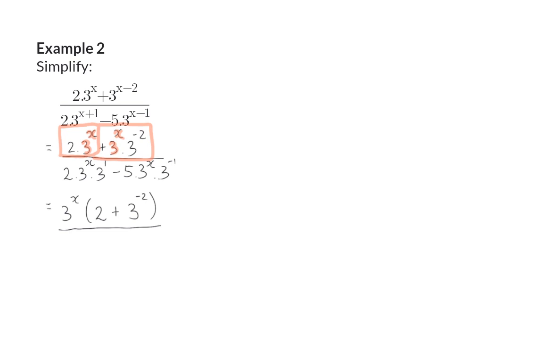In my denominator, I also have two terms, and these two terms also have a common factor of 3 to the power of x. I will then remove this 3 to the power of x as a common factor and be left with 2 times 3 in the first term and minus 5 times 3 to the power of negative 1 in the second term. Because I now have one term top and bottom, I can simplify by dividing.